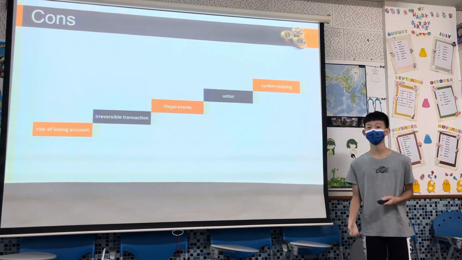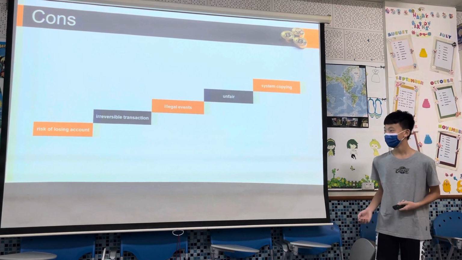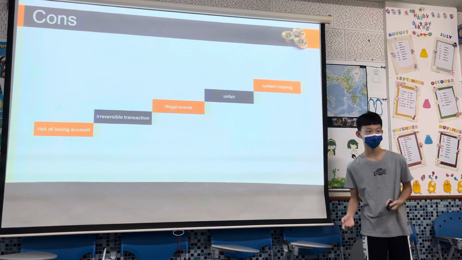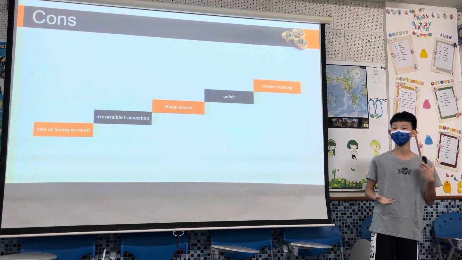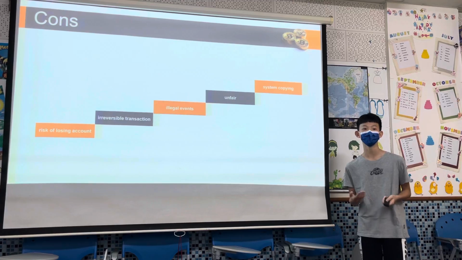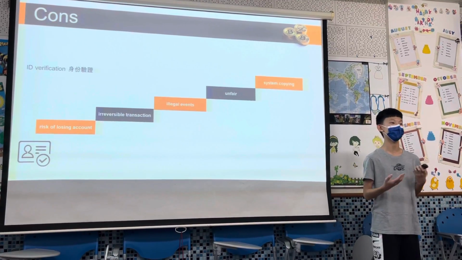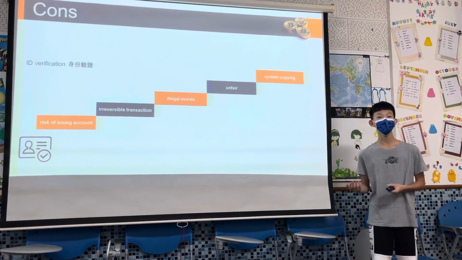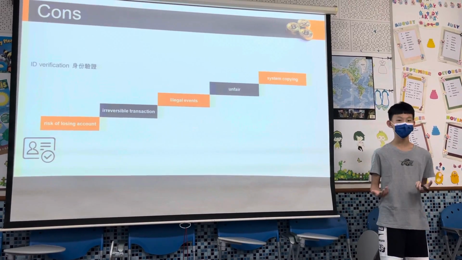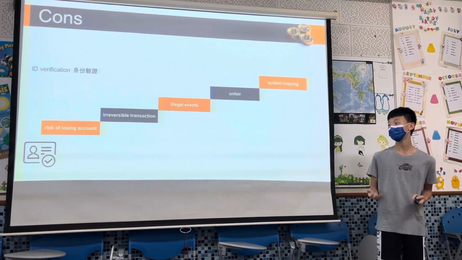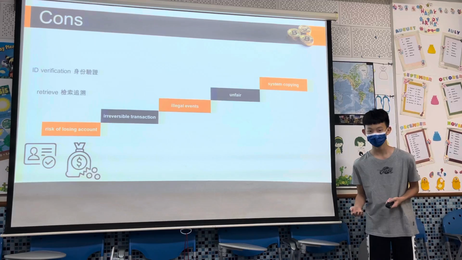The Bitcoin system also has a lot of drawbacks. First, it is easy to forget your account and password. In the bank, if you forget your password and account, the bank can use ID verification to find your account back. But in the Bitcoin system, your account and your password are just a group of numbers, which means if you lose them, they cannot be retrieved anymore.